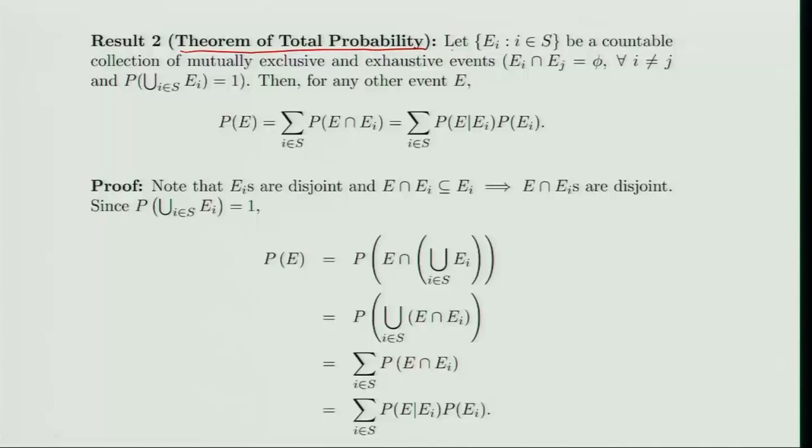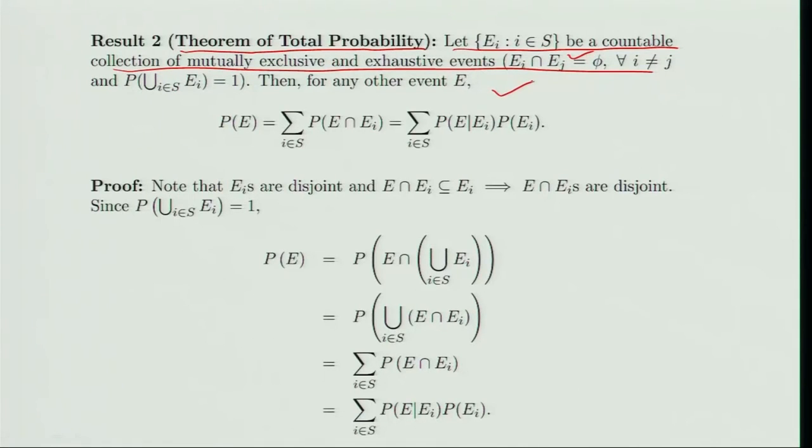So let E_i be a collection of mutually exclusive and exhaustive events. They are mutually exclusive, that means they cannot occur together, that means E_i intersection E_j is empty. They are exhaustive, that means they constitute all the possibilities in the sense of probability, or in other words, the probability of the union over i belonging to S of E_i is 1.